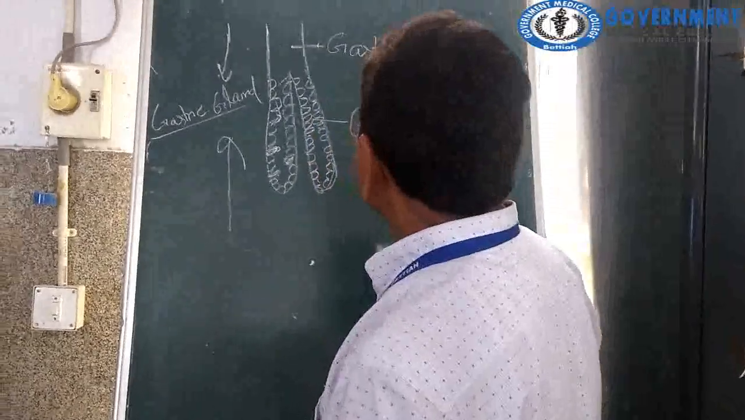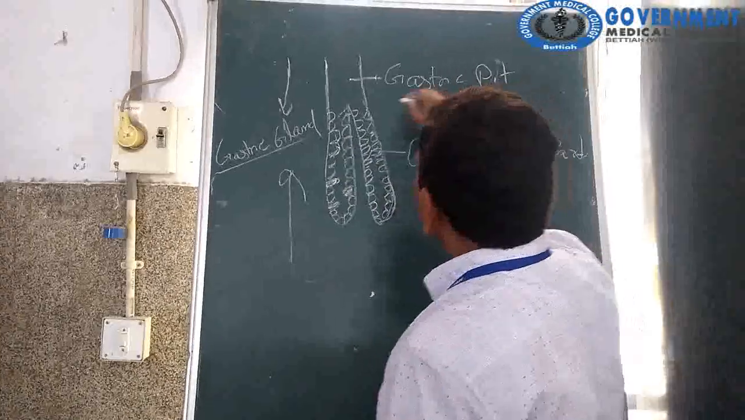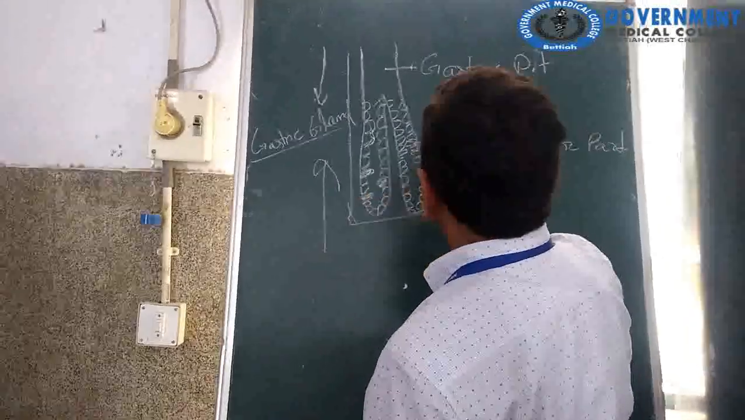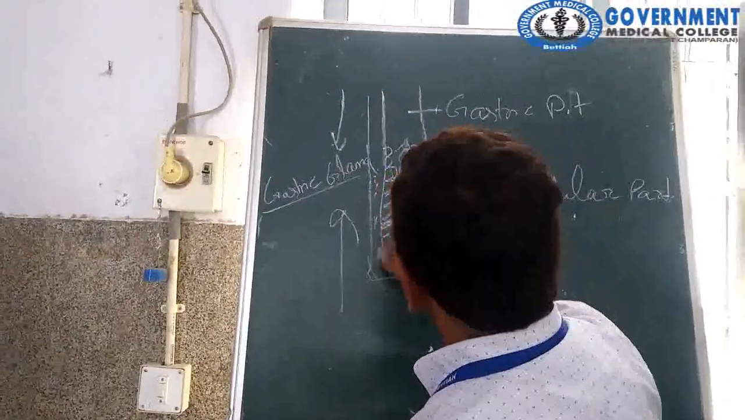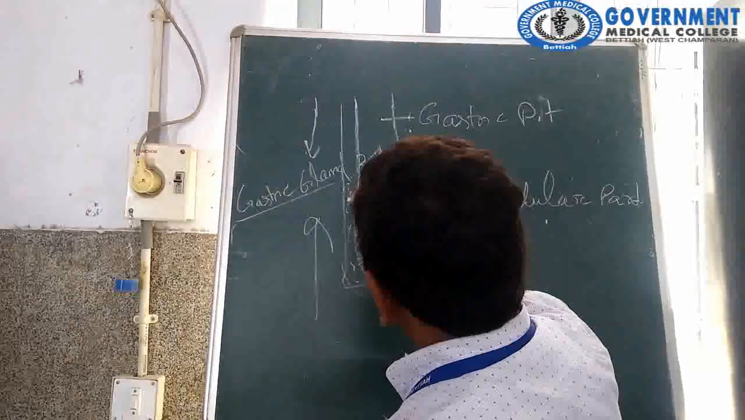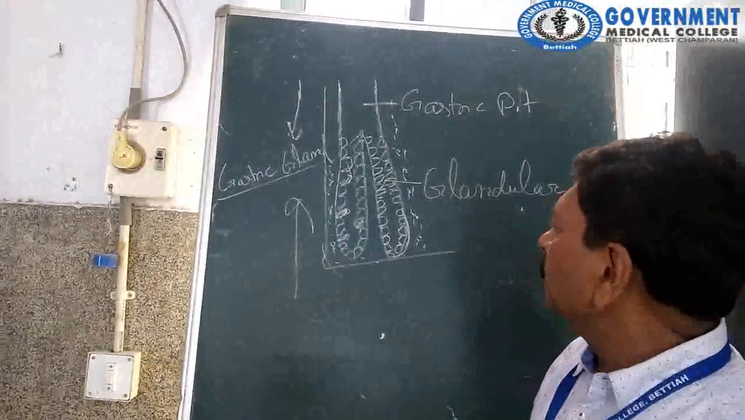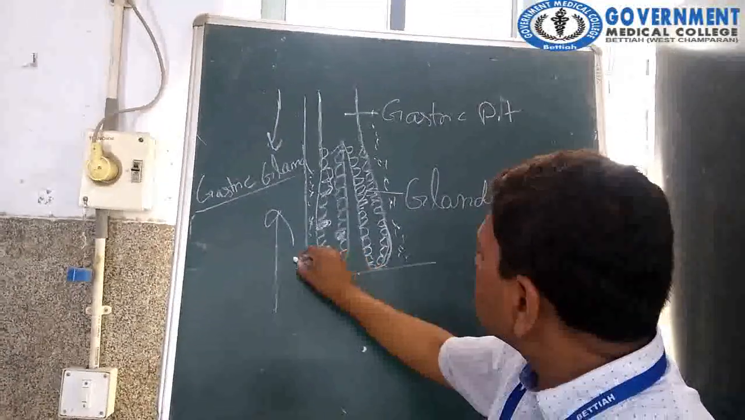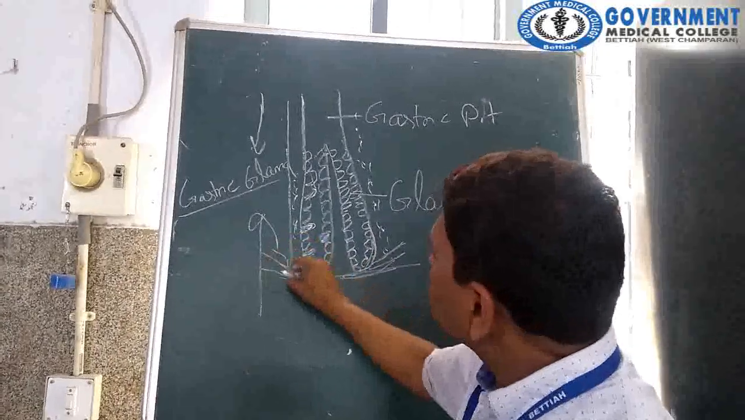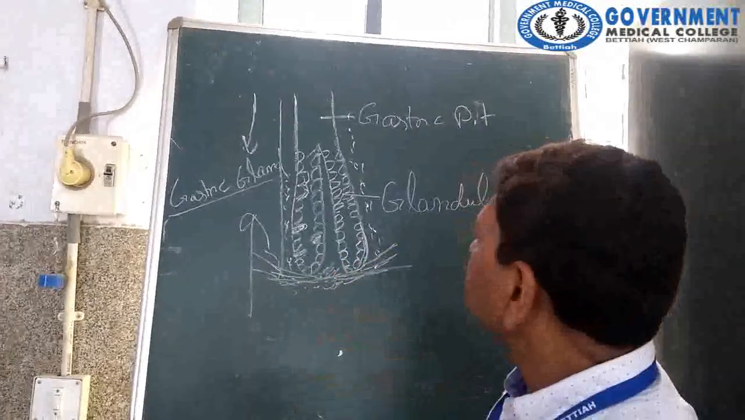As you know, the gastric glands are buried in the lamina propria of the mucosa of the stomach. Suppose that this is the lamina propria, many gastric glands are packed in the lamina propria of the mucosa of the stomach. And at the base of these gastric glands there is the muscularis mucosa. The contraction of this muscularis mucosa helps in secretion.